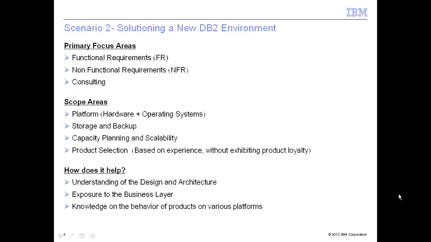Moving on to slide number 5. This is the second scenario where we are looking at solutioning a new DB2 environment. In this case, we start with something like a functional requirement. For example, how much RAM is required, how much CPU is required. These are requirements which are required to functionally run the system, or which are required for the functional working of the particular solution. There are also some non-functional requirements which include costing, performance, availability, and so on.